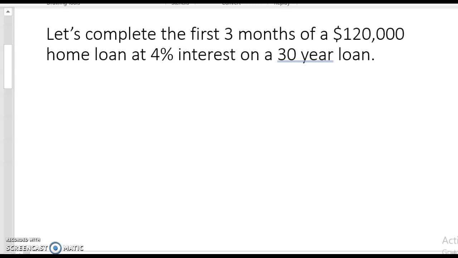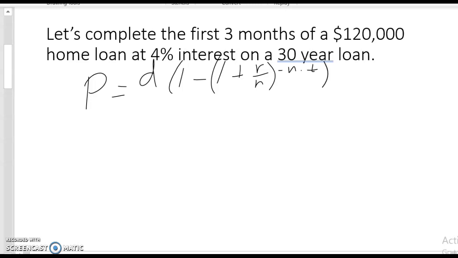So let's look at this. We're going to complete the first 3 months of this amortization table. But the first thing we have to do is actually figure out the payment. So let's do that. We've got a formula that we're going to use, and that is the monthly payment, where P is the principal. So D is the monthly payment, 1 minus (1 plus R over N) raised to the negative N times T, all over R divided by N.